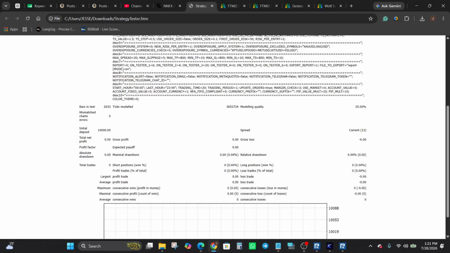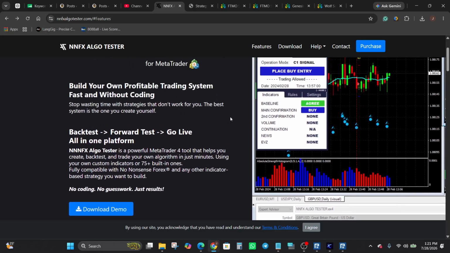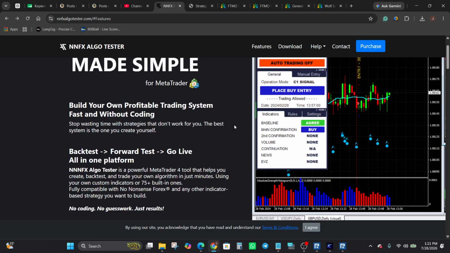So if you are evaluating software like this, it's always worth spending time experimenting with different configurations, understanding how the rules interact and performing your own forward testing, okay, before drawing conclusions. Overall, the NNFX Algo Tester positions itself as a strategy building and testing platform rather than a plug and play expert advisor. And based on the official website, its strongest focus is giving traders a structured way to create, test, optimize, and eventually automate their own indicator based systems without requiring programming knowledge.